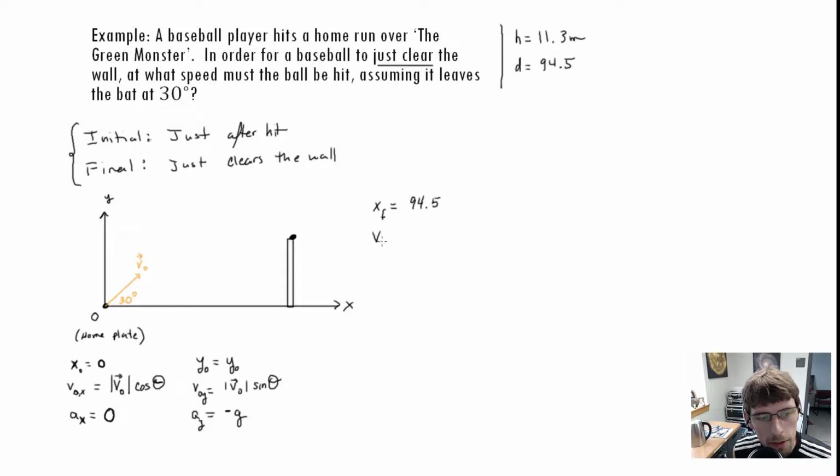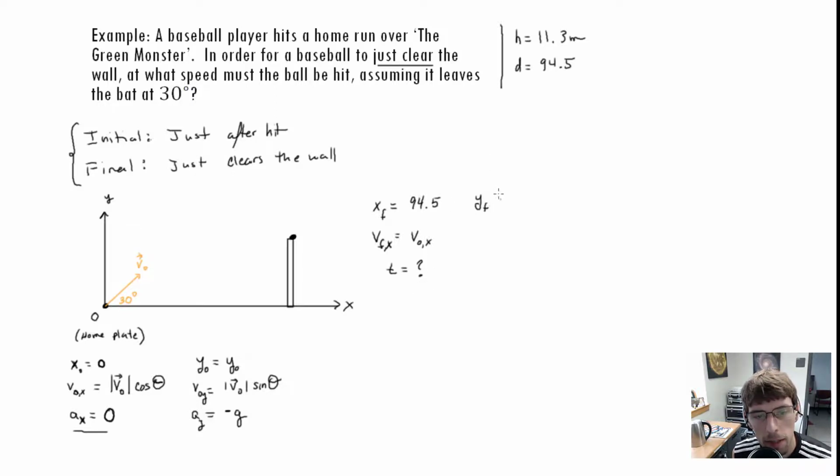How about the final speed? Good, good, good. That's still just the initial speed, right? My acceleration in the x direction is 0. Therefore, my speed doesn't change in the x direction. And the time of flight? Don't know. Put a question mark there still.